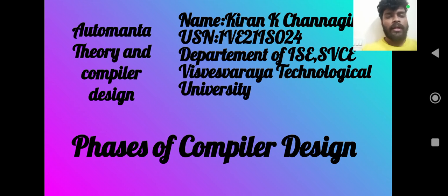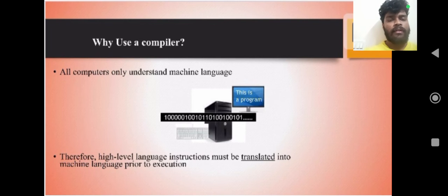Today we will learn about phases of compiler design, which is a concept in automata theory and compiler design. First, let's see why use a compiler. All compilers only understand machine language. That is, machine language is nothing but a series or sequence of zeros and ones.